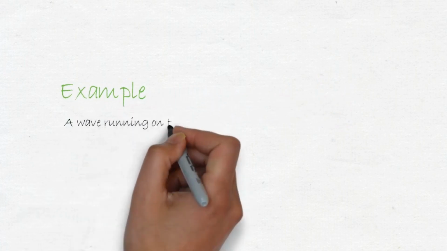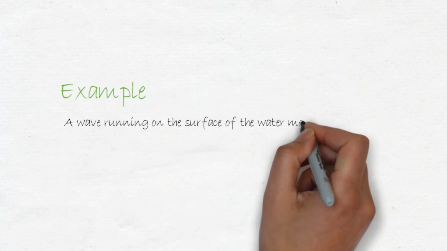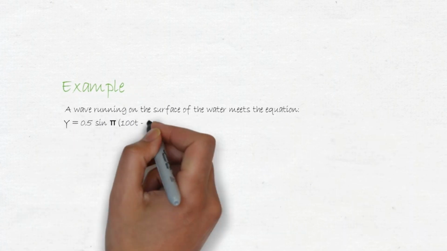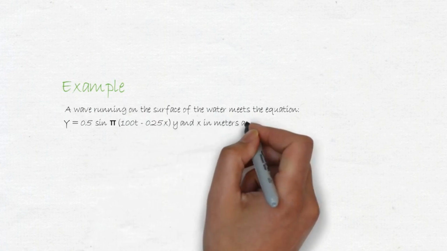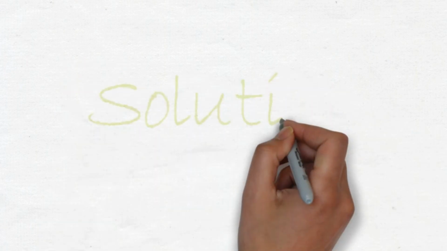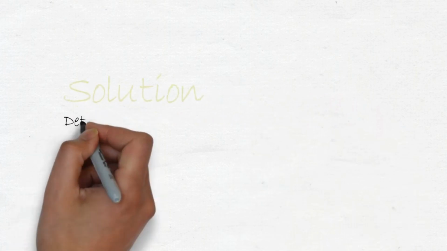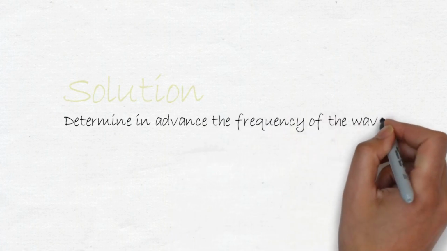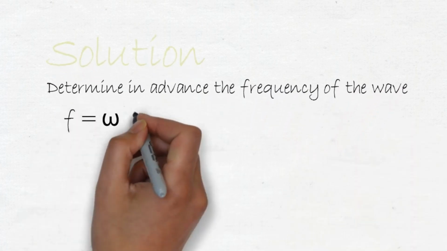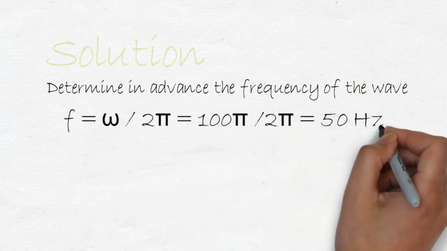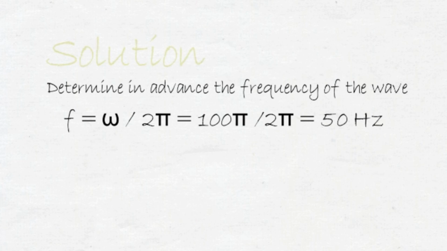A wave running on the surface of water meets the equation y equals half sin pi (100t minus a quarter x), with y and x in meters and t in seconds. The wave velocity is? Let's go to the solution. The first step is to determine the frequency of the wave. Frequency equals omega over 2 pi equals 100 pi over 2 pi, so the frequency is 50 Hz.